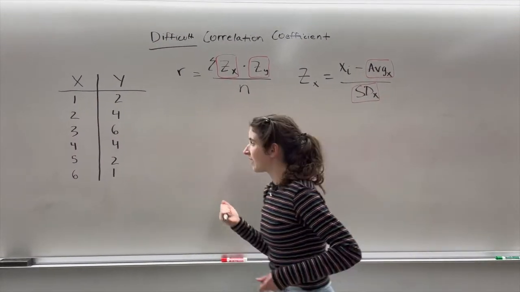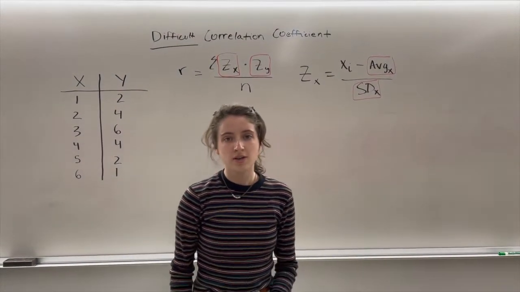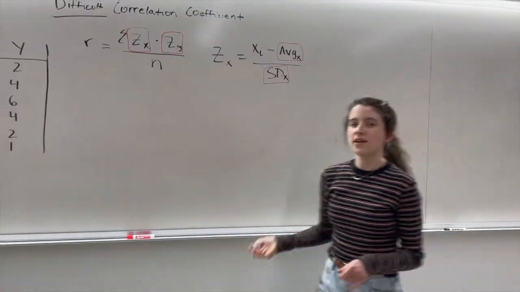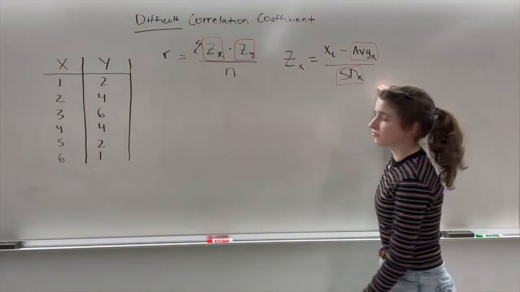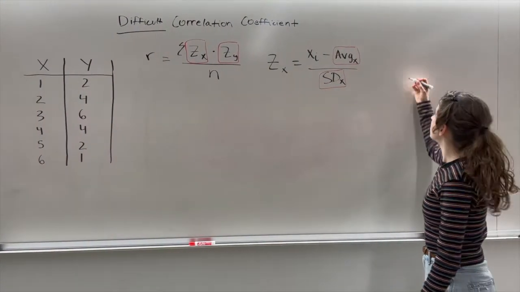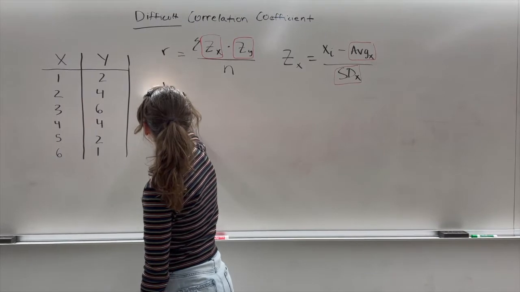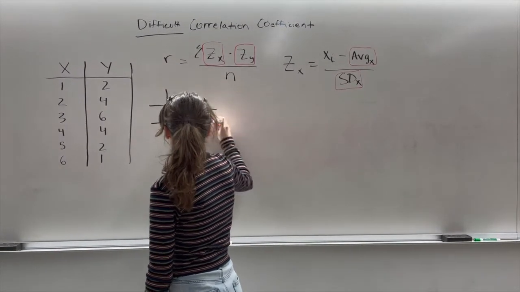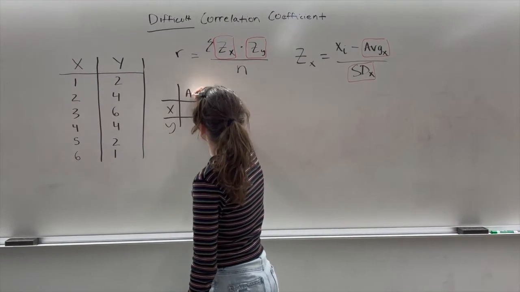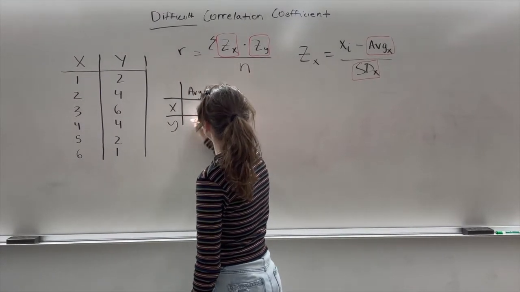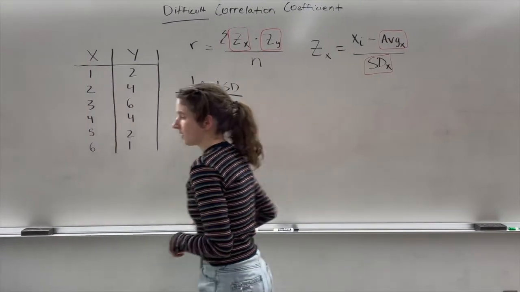So what I like to do with this problem to keep track of all the different values I'm calculating is make a couple new charts. And so the first new chart I'm going to make is just to keep track of these initial values that we're calculating. So we can do, for each x and y, record the average and the standard deviation.